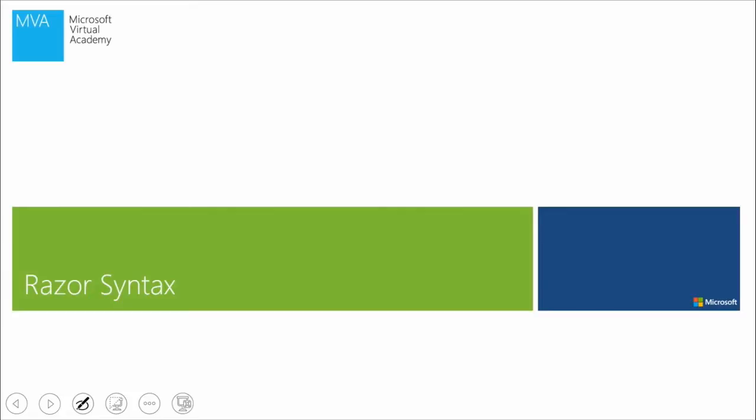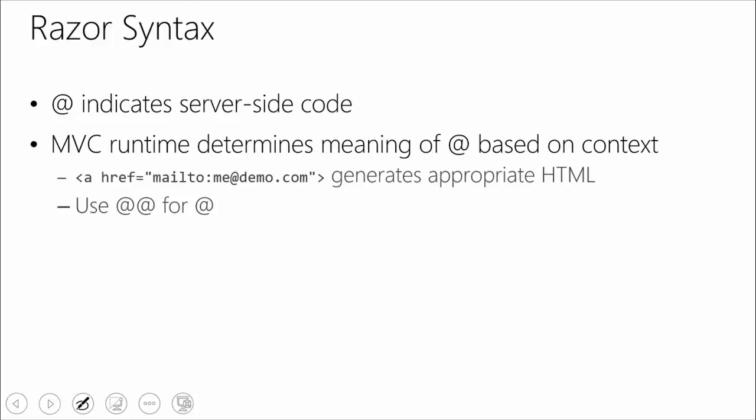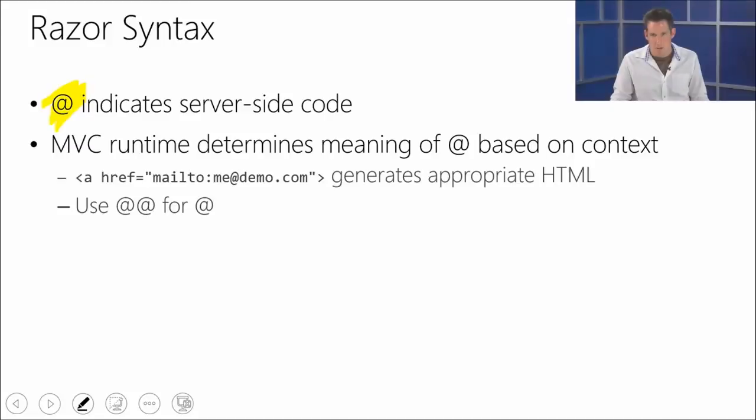Well, how about writing code? You know, in order to display something inside of a view, we need to read the property. So how do we actually write that code? Well, that's going to be done by utilizing Razor syntax. And Razor syntax is going to use the @ sign to indicate server-side code. Now, once again, to quote my compatriot here, John Galloway, it just works.